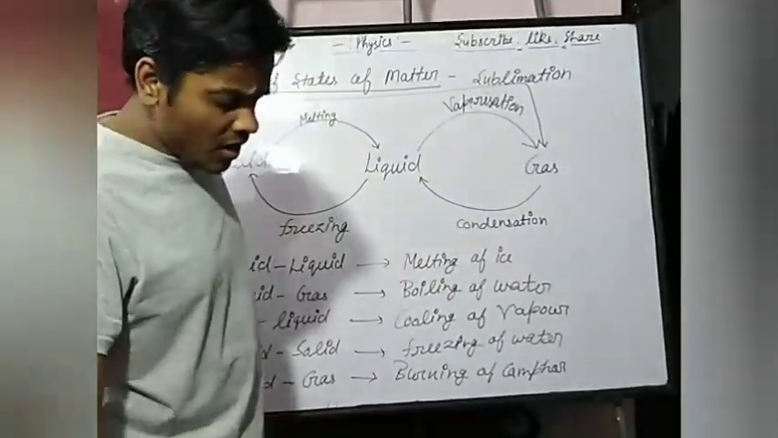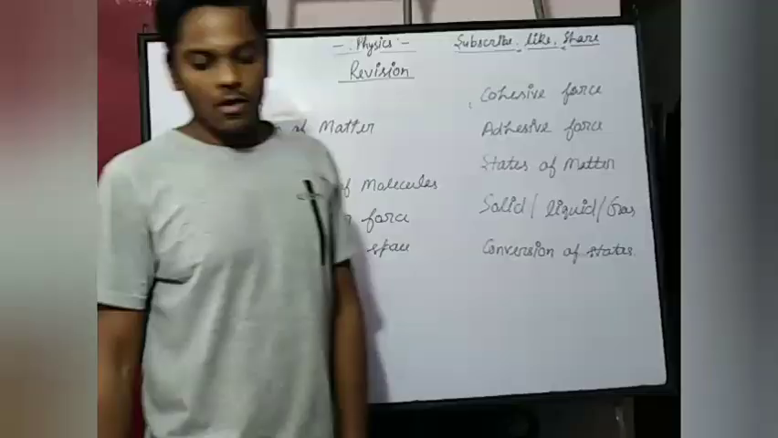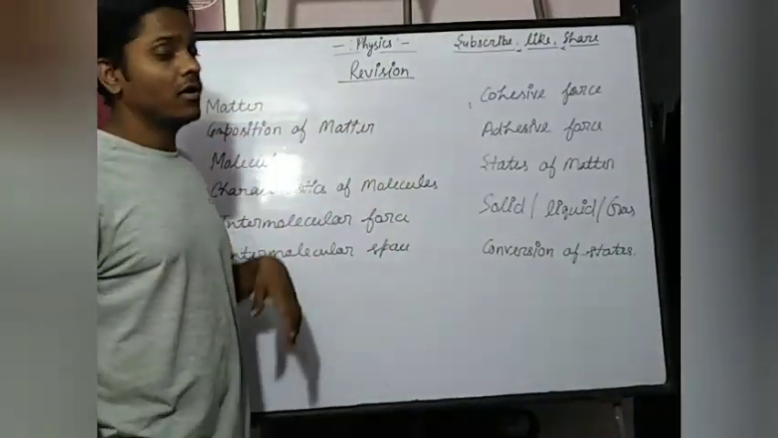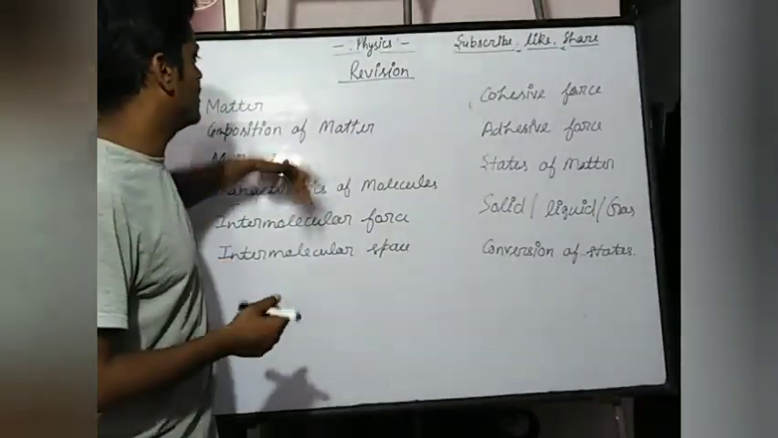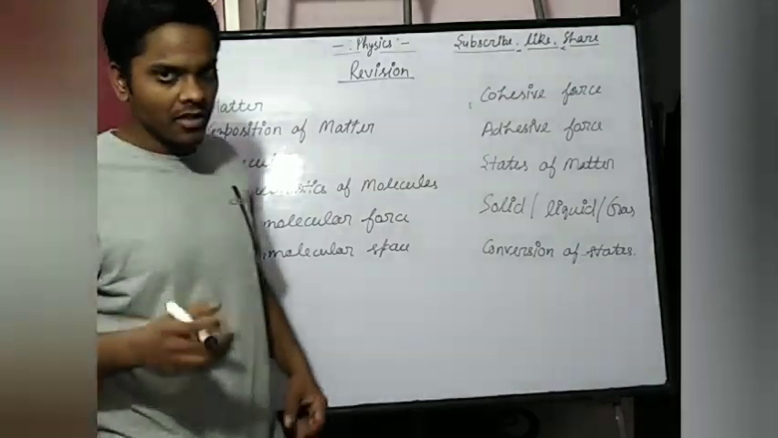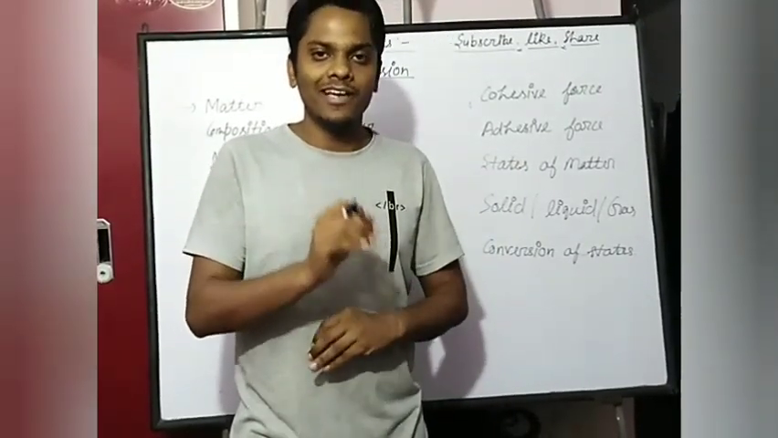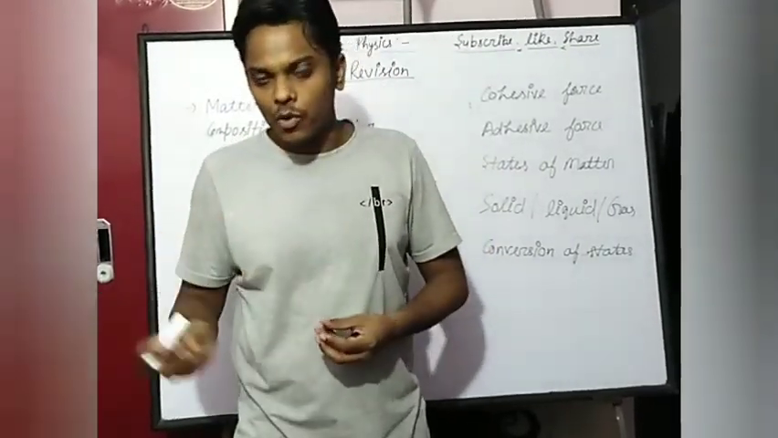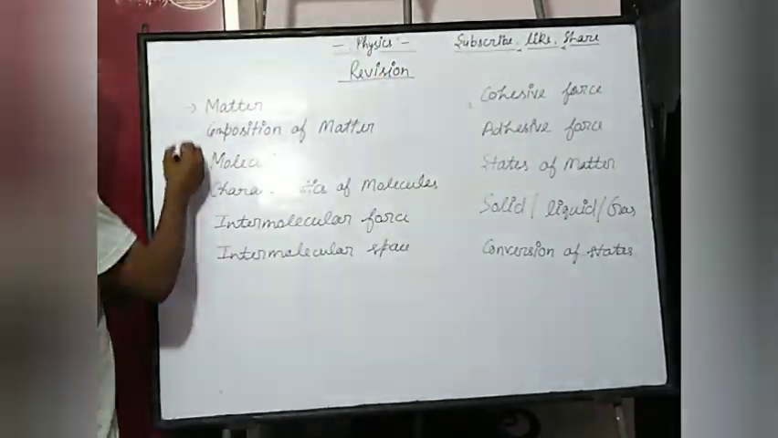Now let's revise the whole chapter at once. These are the topics we have covered in your first chapter, that is matter. So let's revise. First one is matter. Matter is anything that occupies space and has mass. For example, you can take any book, any copy, any box, anything at all. Now the second one is composition of matter.